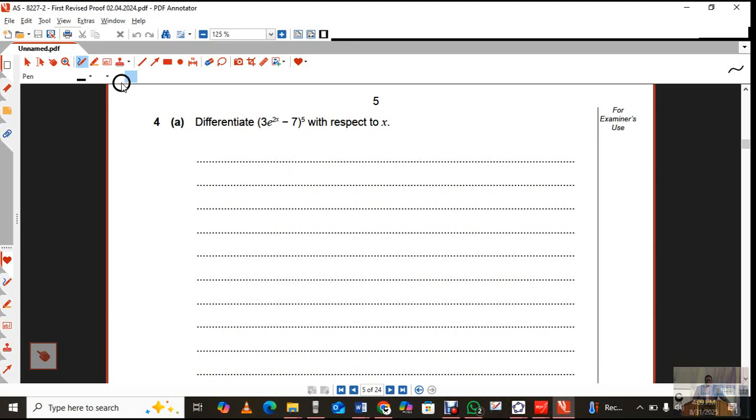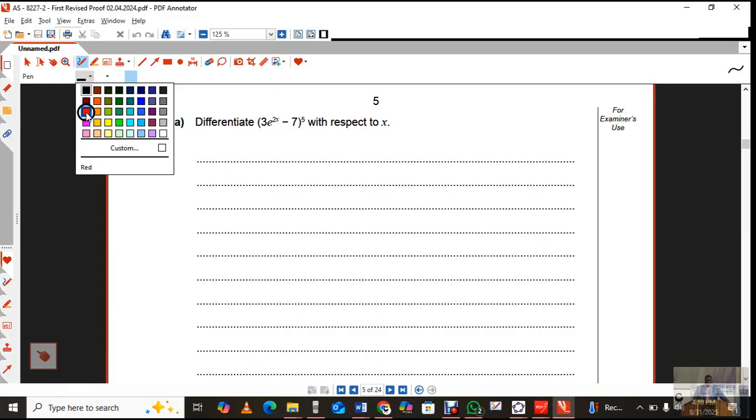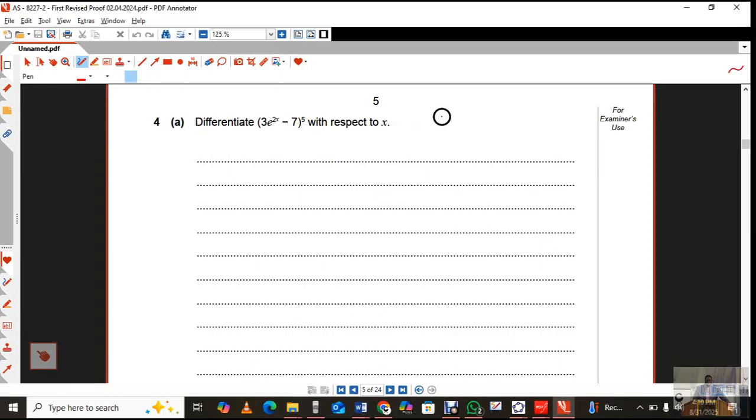All right, let's do one quick question. This is question 4. It was also in last year's question paper for AS level students 2024. You're supposed to differentiate this. By this time, I expect you to be able to use the chain rule and not necessarily have to show it, okay?